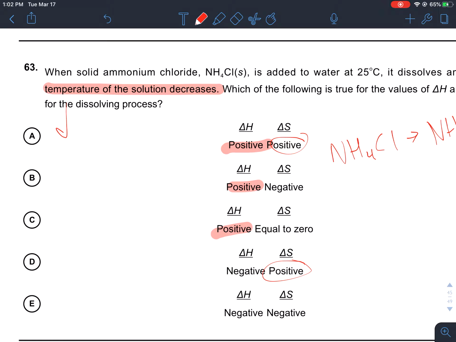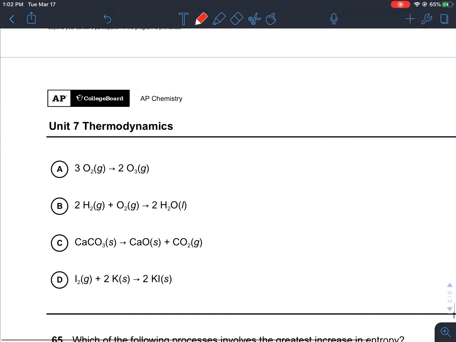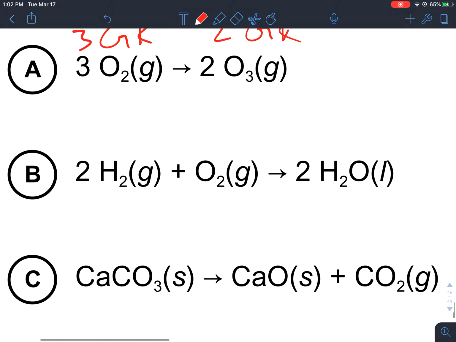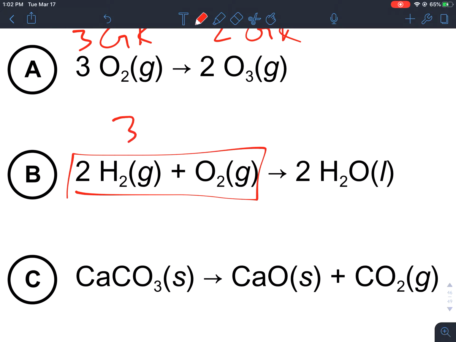All right, let's look at this 64. Which of the following equations represents a reaction for which the standard entropy change is positive? We are becoming more disorderly, okay? All right, A, we have 3 grandkids becoming 2 grandkids. That's good. One of them left the house. Now it's not as crazy. We have on this side 3 grandkids. Ooh, 3 grandkids becoming 2.